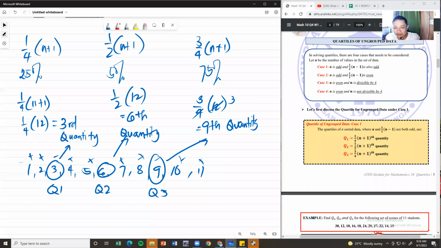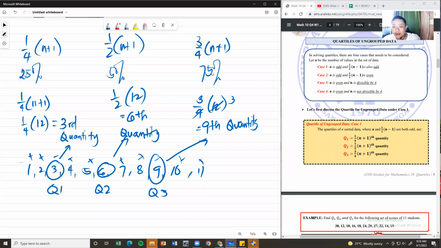Very good. So kindly open your chat box. Which do you prefer if you will be given case one? The manual counting, the formula, or both? Show me or type the answer in the chat box, please. Which do you prefer? The manual counting, the formula, or both? Let me see.